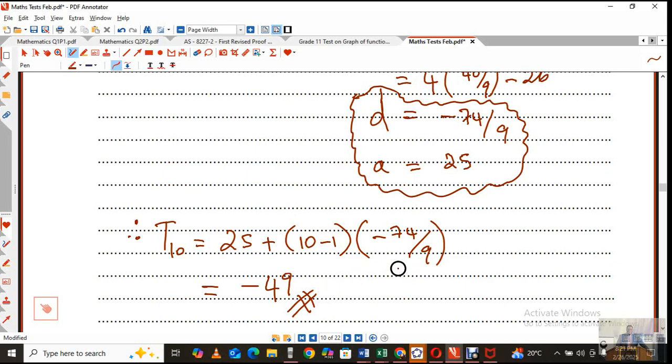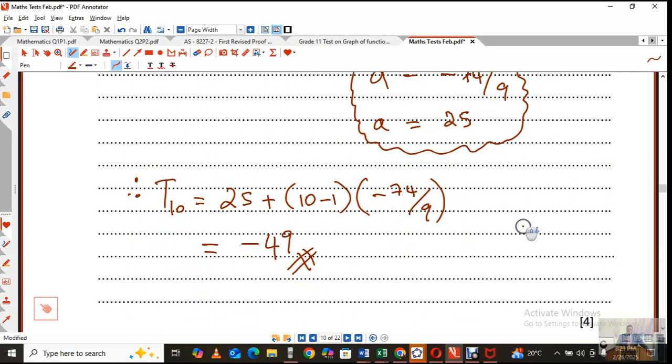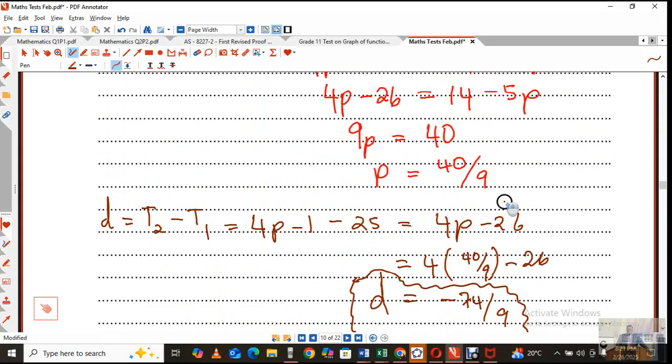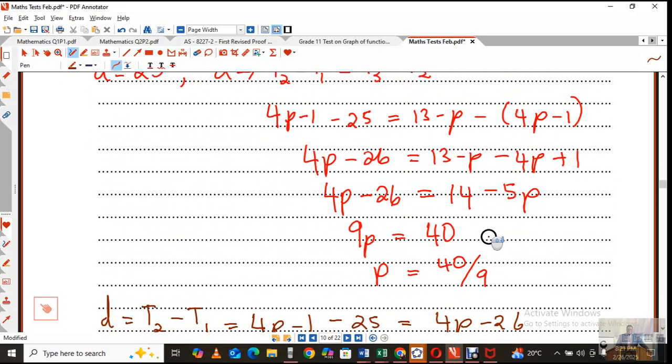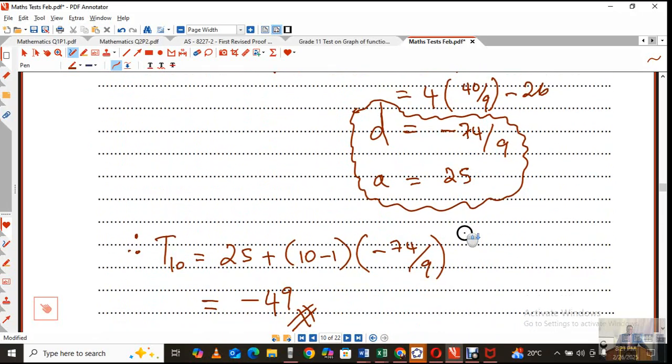So you get the various marks there, method marks and stuff like that, then accuracy marks. But that is essentially what you needed to do to find the value of the 10th term. You needed to find that a is 25. You had to play around to find the common difference, and then you go ahead and substitute them into the T sub n formula.